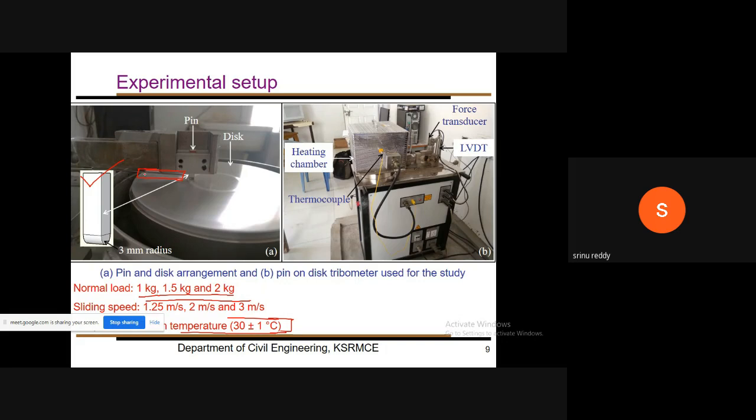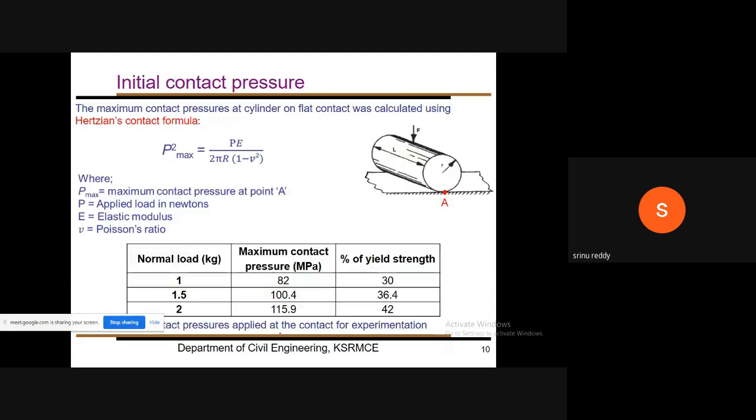From the thermocouples we got the temperatures before conducting the experiments, and from those we fixed 30 plus or minus 1 degree; it varies actually. Before conducting the experiments, we should confirm that the contact we have given is within the elastic limit. The intention is that before starting the experiments, the contact should not go into a plastic state. In this study we use a cylinder-on-flat contact. For the cylinder-on-flat contact, the maximum pressure, at the point I am showing as A, occurs at this point.